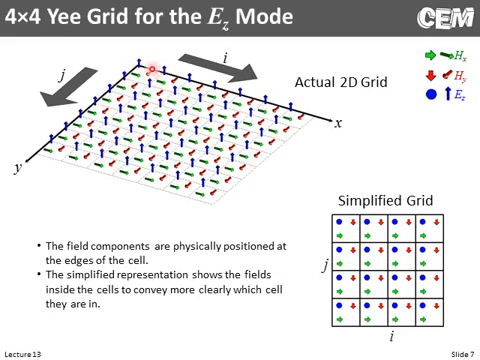So rather than keep drawing in 3 dimensions each time, I'm going to draw the same grid, a 4 by 4 version of it, this way, where this blue circle is my EZ component, and in this case it's pointed in and out of the board. Then we have our HX component and the HY component. So we'll proceed with this.